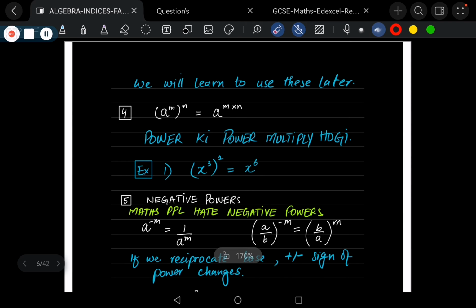Okay, the third rule is saying that if you have a power inside the number, like a power m, and then you have a whole power n, it means that you should multiply n inside it. So it's going to be a power m times n. We can consider an example of how it works. If we have a power 2 and then there is a whole power 3, we know that the powers should be multiplied. So it's going to be a power 2 times 3 is 6. So its answer will be a power 6.